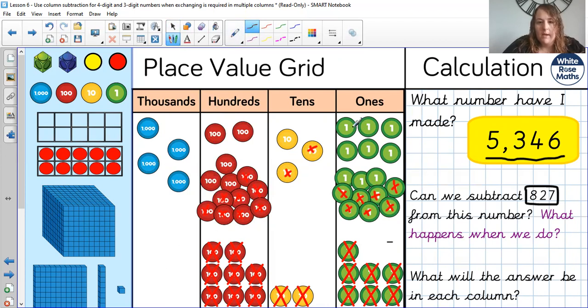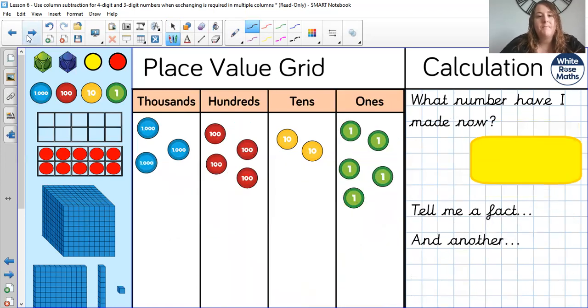So let's work out what answer we have. We've got 9 ones, 1 ten, 5 hundreds, and still 4,000. So our answer is 4,519. The only difference here from yesterday's lesson really is the fact that there is nothing in the thousands column, but I made sure that when I put my 3-digit number in, the ones were in the ones, the tens were in the tens, and the hundreds were in the hundreds.